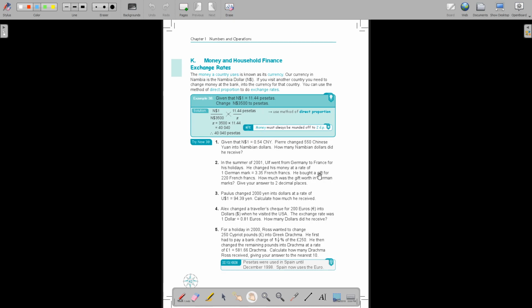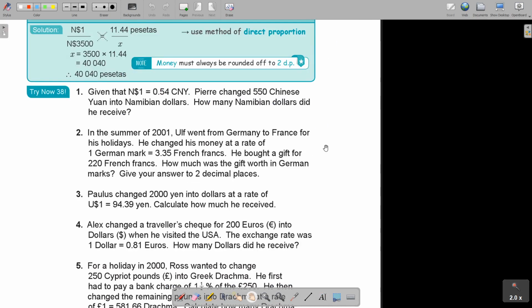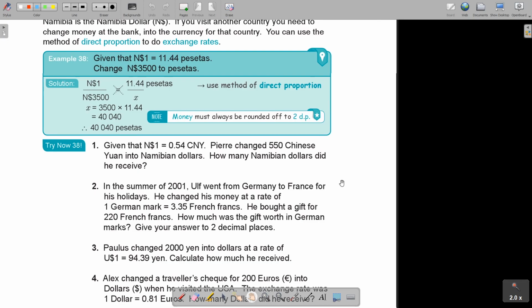So before you start, you can quickly just go through the one in the block, and if you really struggle, you can look at the video of this one, or you can try this one and then look at the answer before you approach the revision exercise. So given that $1 is 11.44 pesetas, change this to pesetas. Now, how does direct proportion work? This is my dollar side and this is my pesetas. So I write $1 is 11.44 pesetas.